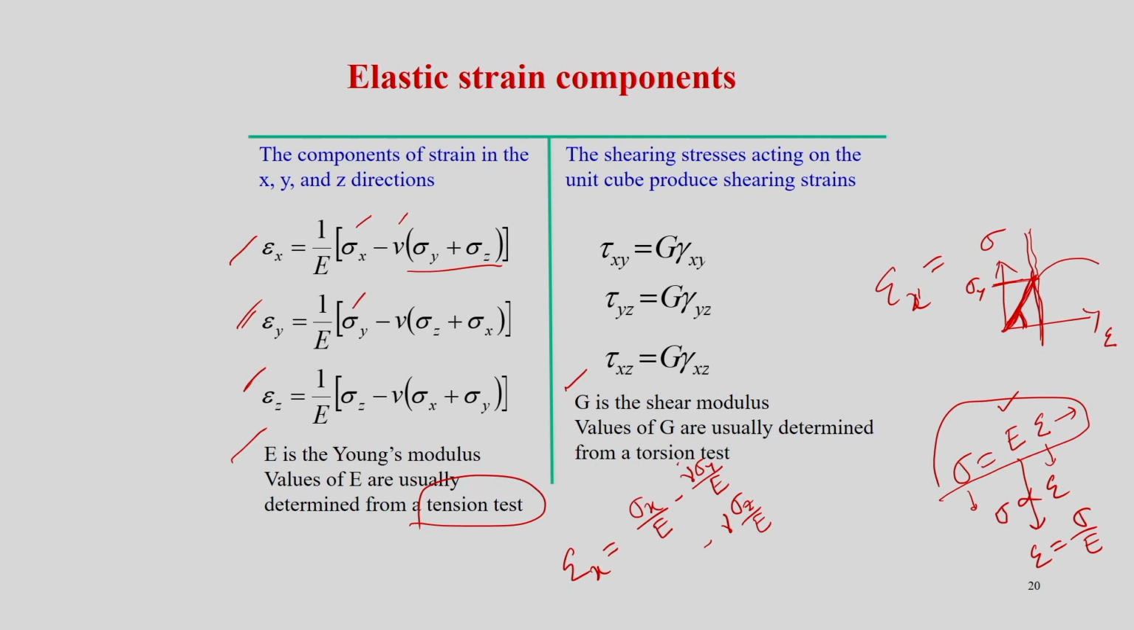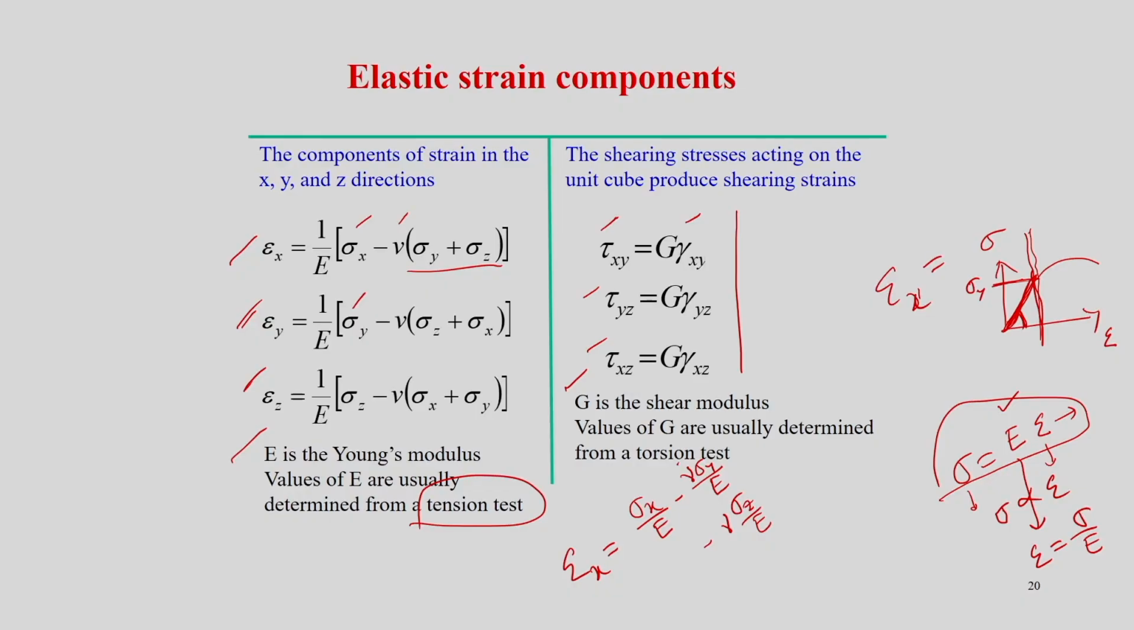Within the elastic limit, the shear stress is proportional to the shear strain, and the constant of proportionality G is known as the shear modulus. So, similarly, tau xy equals G gamma xy, tau yz equals G gamma yz, and tau xz equals G gamma xz. That is the relationship between strain and stress. Overall, the relation between stress and strain is established using three constants: the Young's modulus, the shear modulus and the Poisson's ratio.